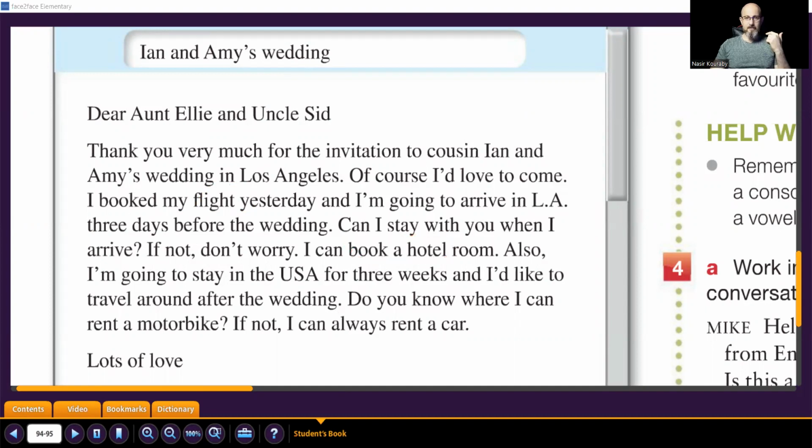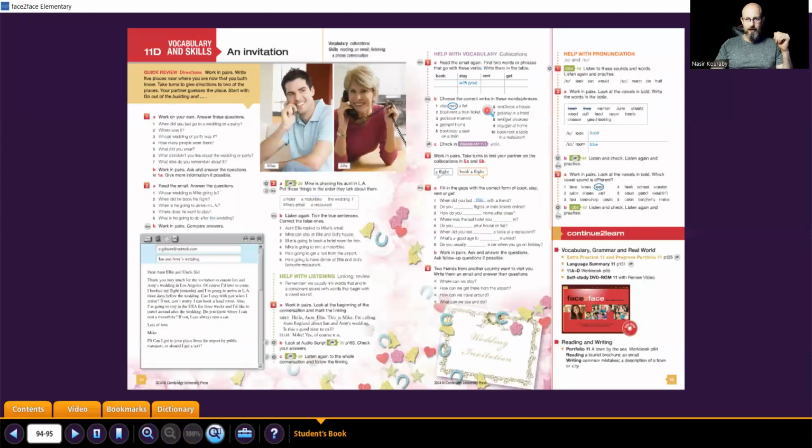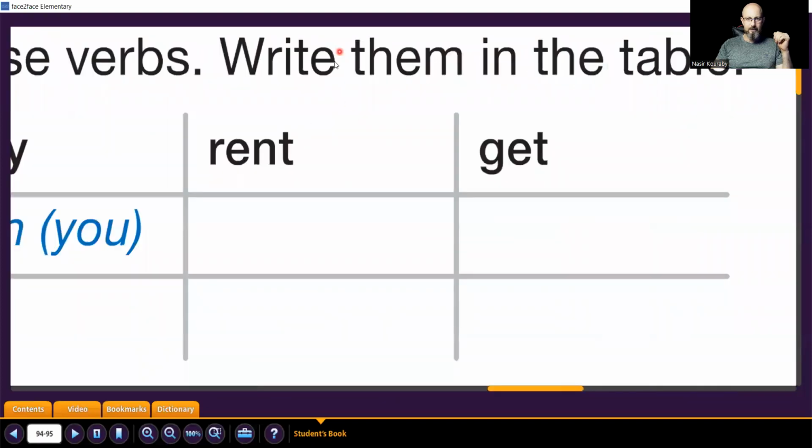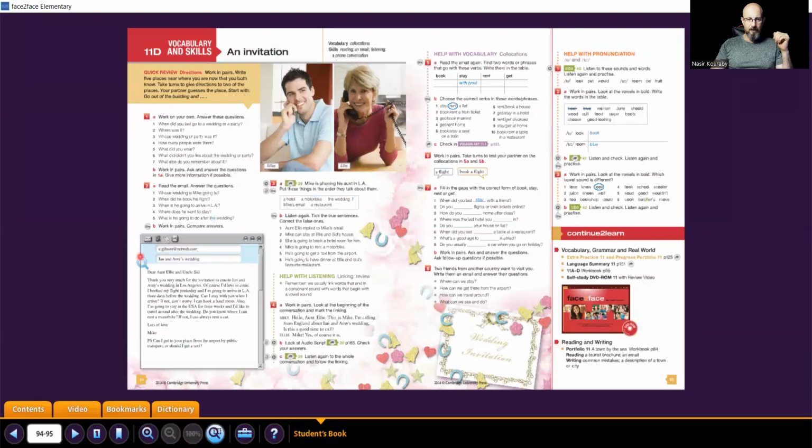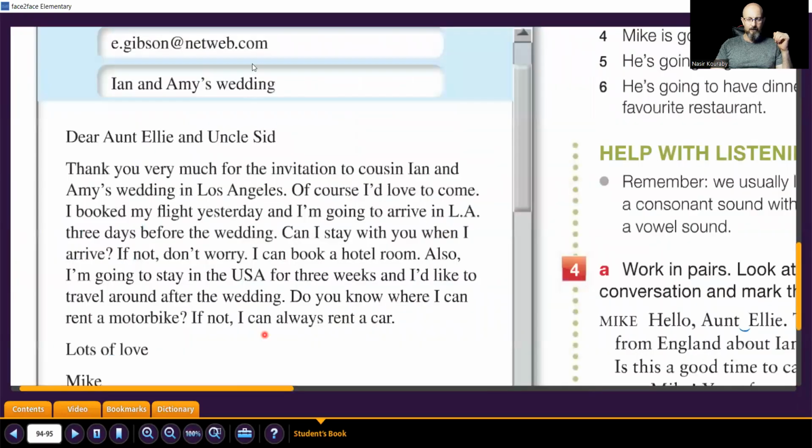Okay, stay. The first one was stay with you. Okay, and the second one will be stay in a place. Stay in the USA. Okay, and the other two words we have are rent and get. Okay, rent. Where is rent?